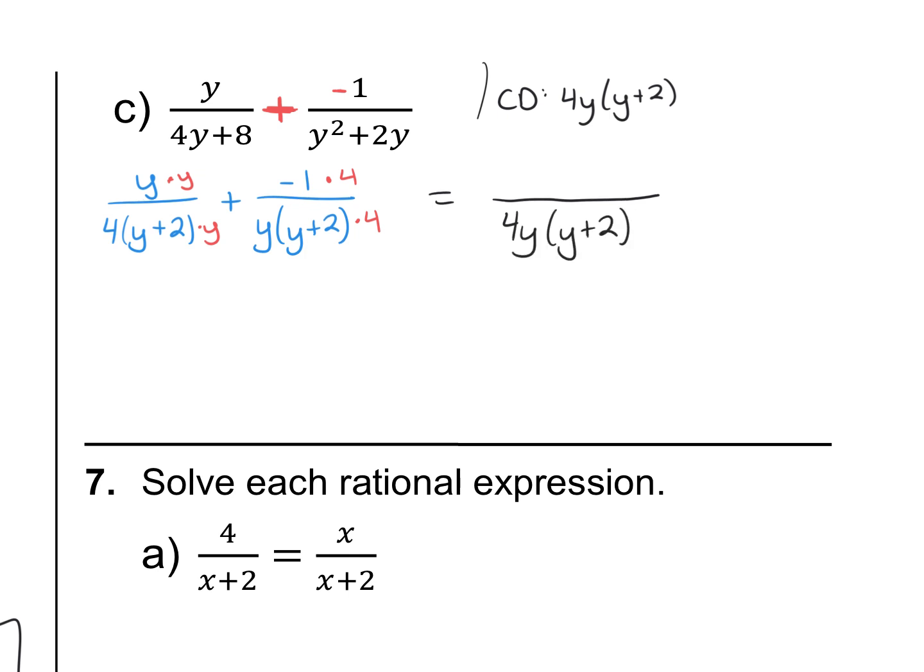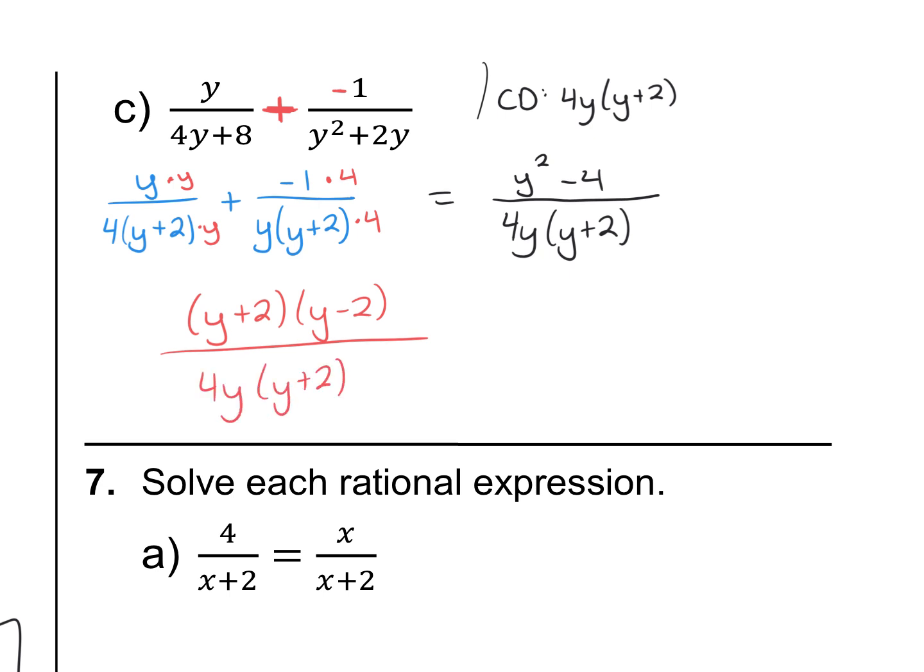What happens here? y times y is y squared. Negative 1 times 4 is negative 4. What do we need to do? Can't cancel yet. You need to make that top one simplify. We need to factor and simplify. What can this factor to? It's a difference of perfect squares: y plus 2 times y minus 2. Did anything happen to my denominator? No.